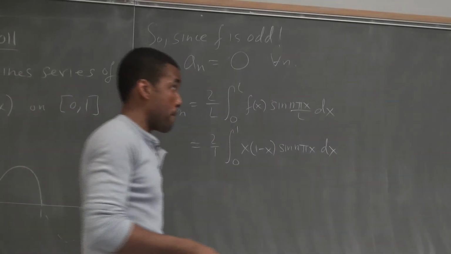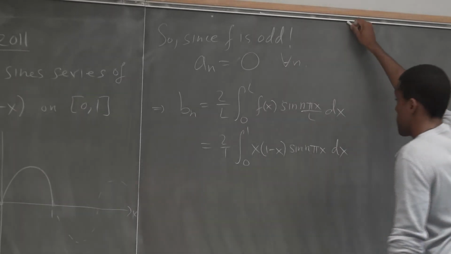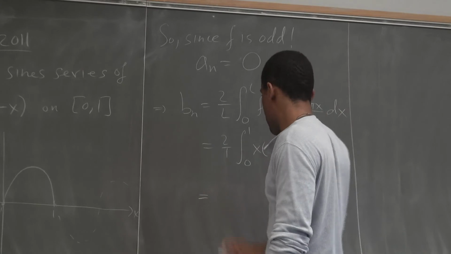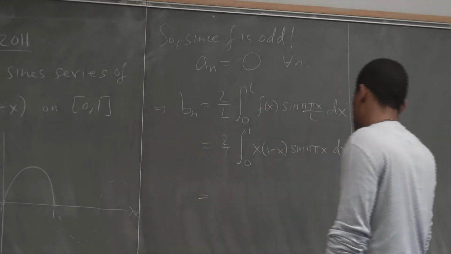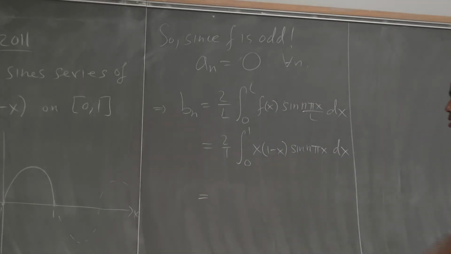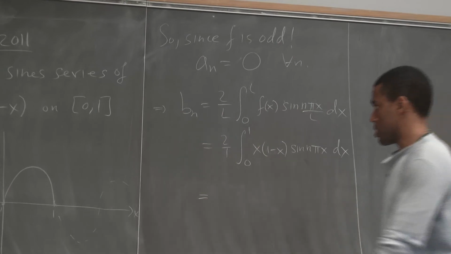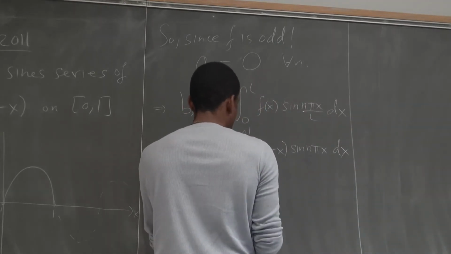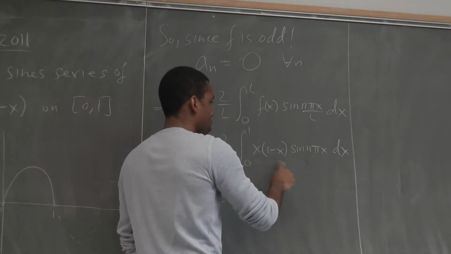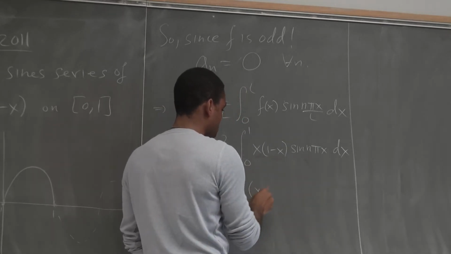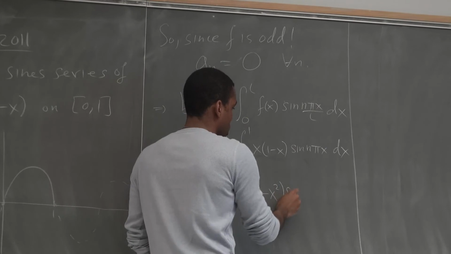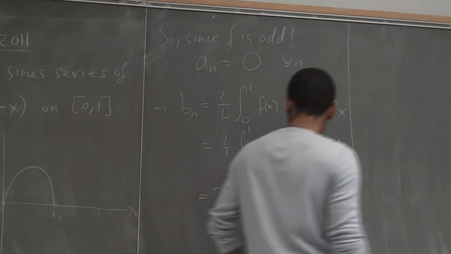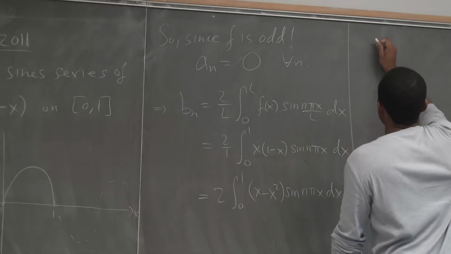How do you integrate that? Substitution? No. Integration by parts, since it's a polynomial times the trig function. So we have 2, integral from 0 to 1. I'd probably just write this as a single polynomial instead of a product of 2. So write this as x minus x squared times sine n pi x dx. Now how do we do this with that pattern?